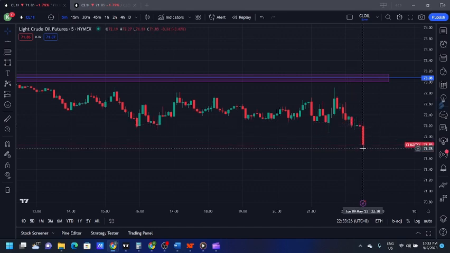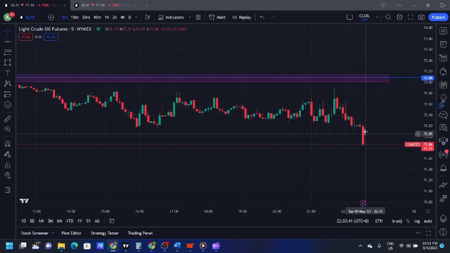You see, it came down all the way. How much was it? 21. Closing is 21. So you have somewhere around 35 ticks.